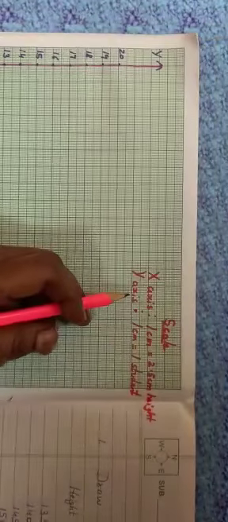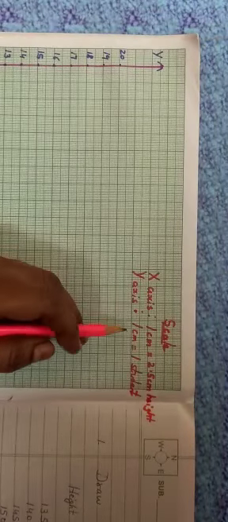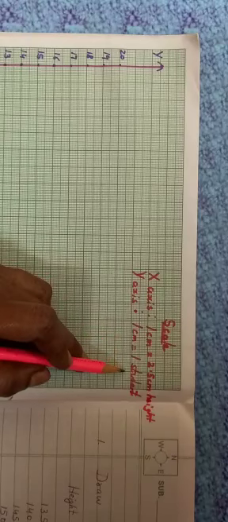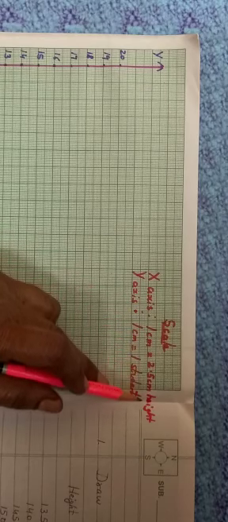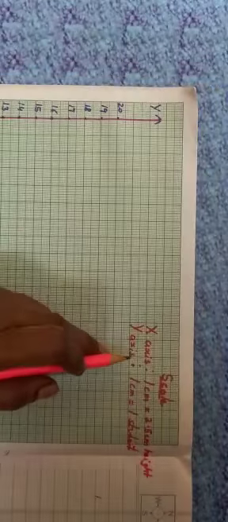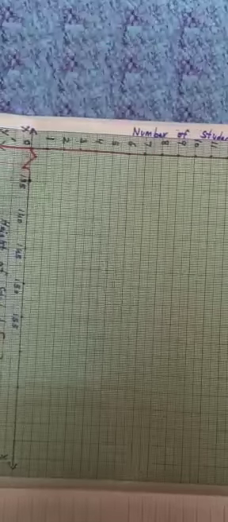Y-axis, this all you should know clearly. On the Y-axis, 1 centimeter is equal to 1 student, and on the X-axis, 1 centimeter is equal to 2.5 centimeter height. This is the scale, and if you are not going to write the scale, your marks will be cut. Write all the information, the name of the axis, Y' here, then X'.